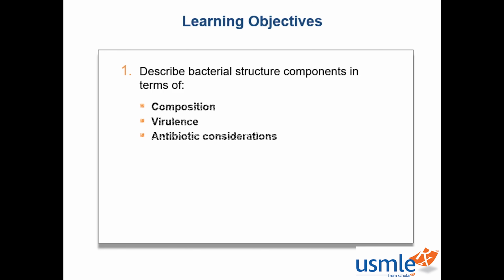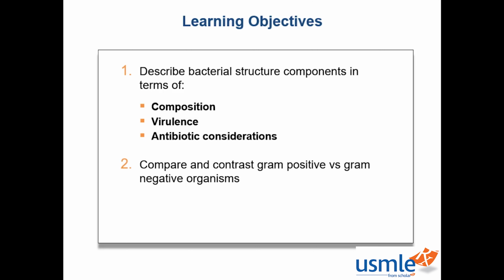Today, we have two pretty broad learning objectives that will cover the entirety of our bacteria basics. We will walk through the whole gamut of bacterial structures by describing their composition, factors contributing to virulence, resistance, and antibiotic considerations in light of these characteristics. And lastly, we'll compare and contrast gram-positive and gram-negative organisms. Let's get a move on and start from the outside and work our way in.